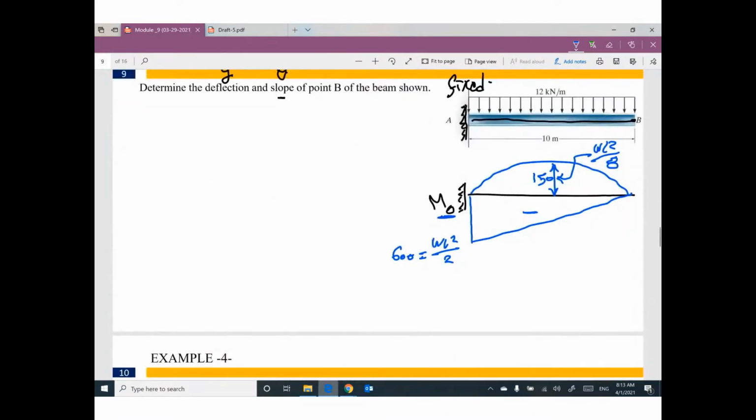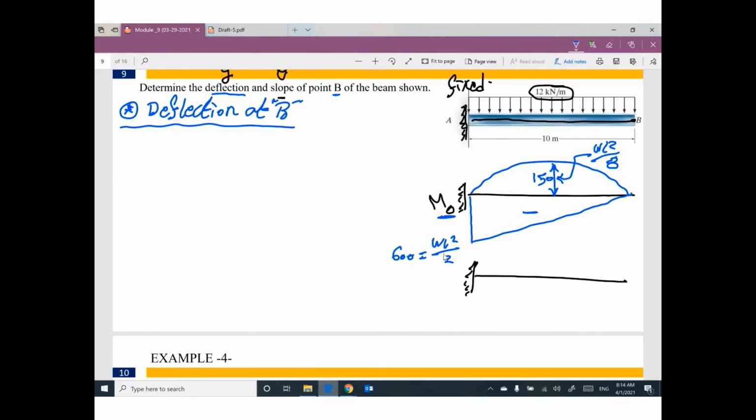Second step, I will remove everything. I will remove all applied loads. So I will remove this distributed load. We are looking for the deflection at B. I will start with the deflection at B.